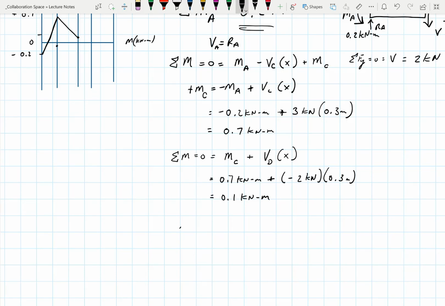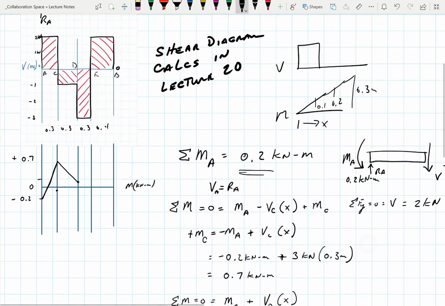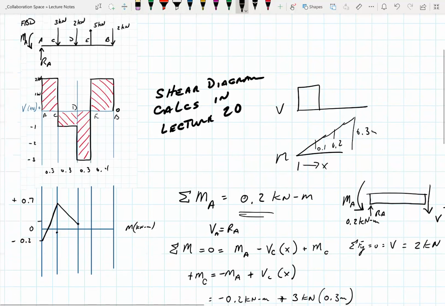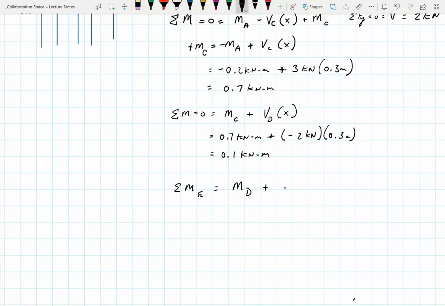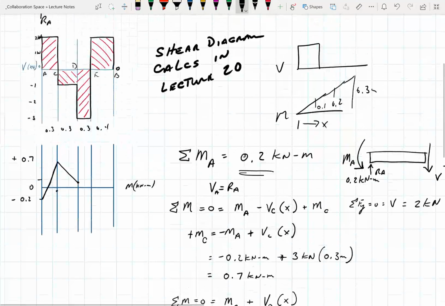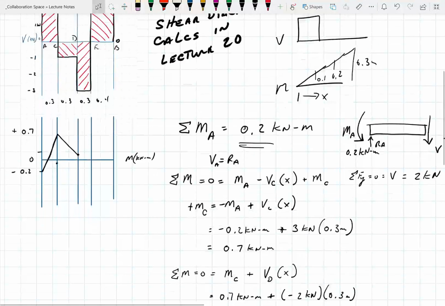Hold on, let me make sure I got the moment at D, E, right? And that's our M at D. What's the rest of it here? Come on. And the shear. Well, we're at E. So plus V at E times the distance, and that was 0.3 also.